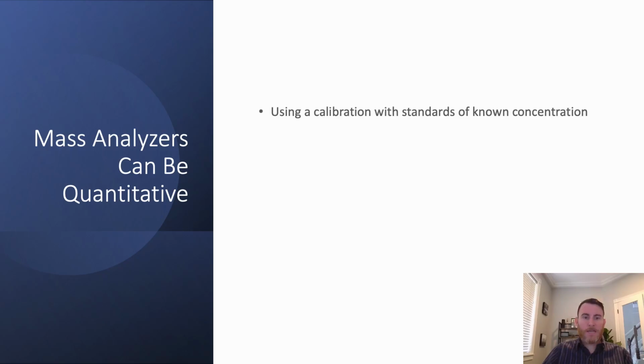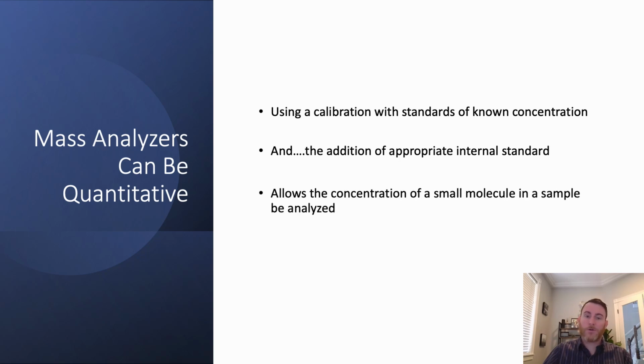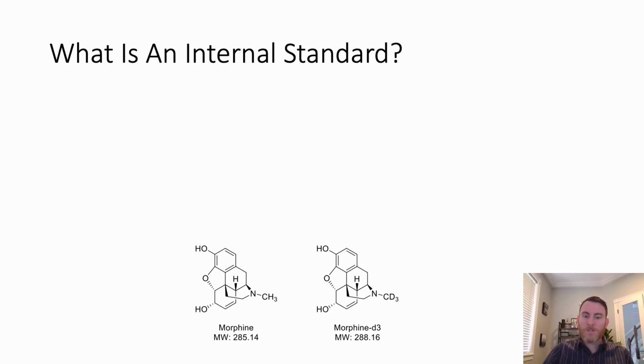Mass analyzers can be quantitated. This is the last piece of this. When you use a calibration with standards of a known concentration and you add something called an internal standard, this allows for quantitation of the sample to be analyzed. How does that work? What's an internal standard?